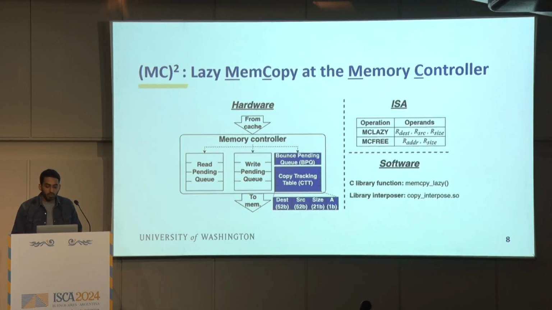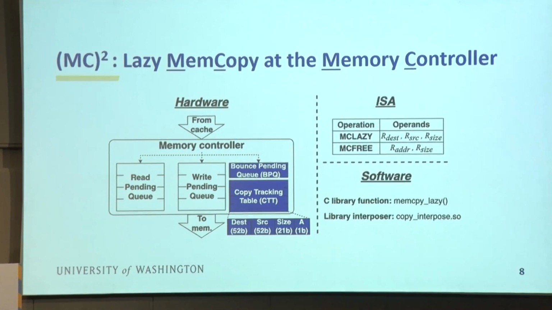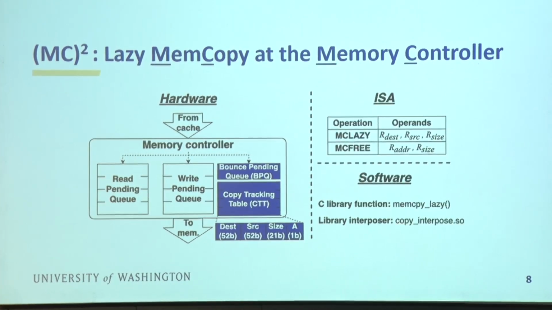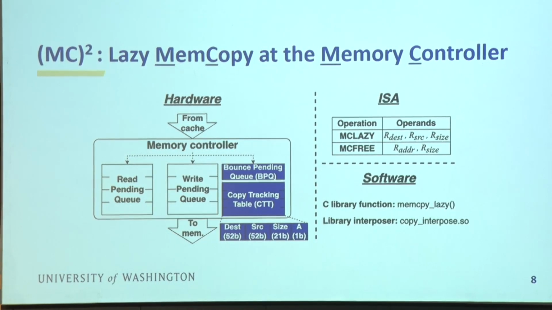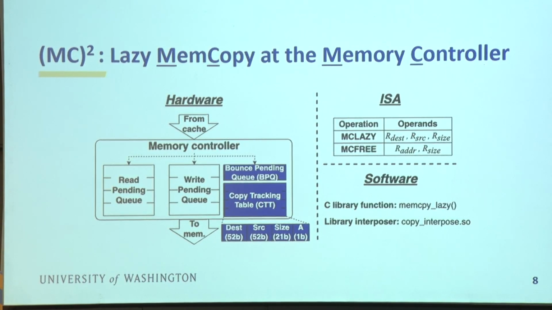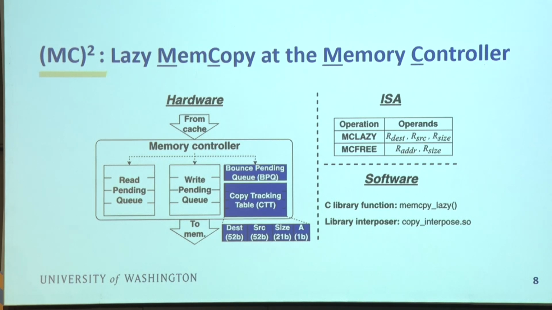So to support this operation, we propose MC², performing lazy MemCopy at the memory controller. And we find that the memory controller is the best place to handle all of this, as all the memory accesses must pass through it, and it frees up responsibilities from the CPU and provides opportunities for copy hiding. The system has three main components: hardware modifications to the memory controller, two new instructions, and a software wrapper. And we'll look at each of these in depth.